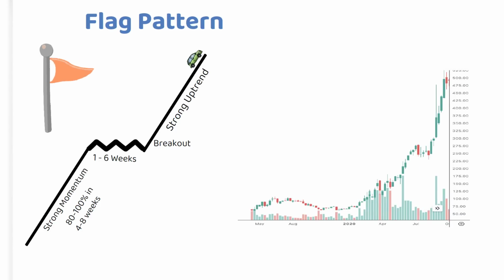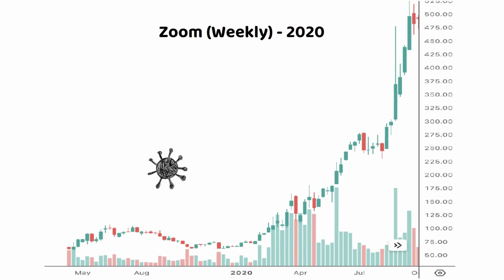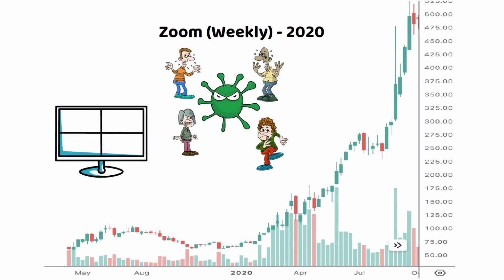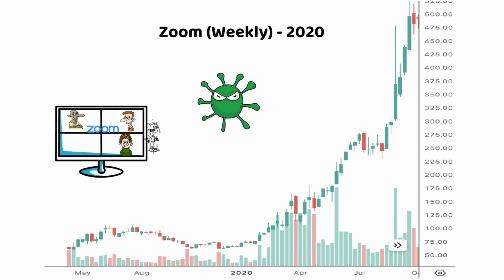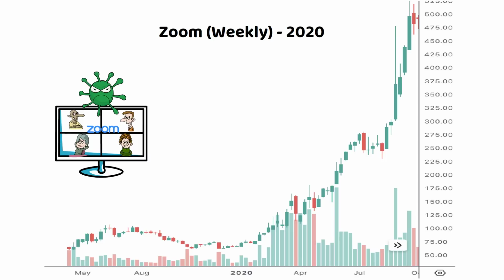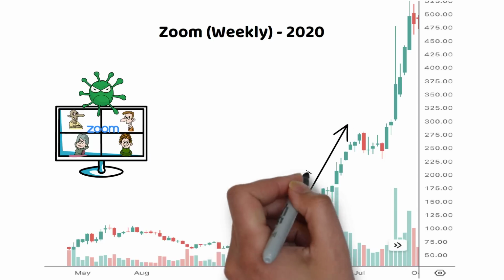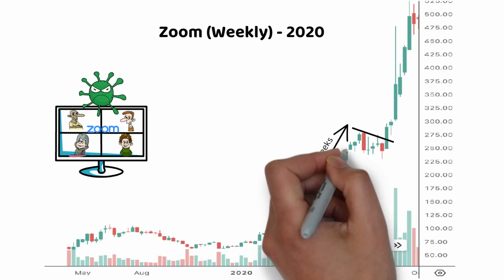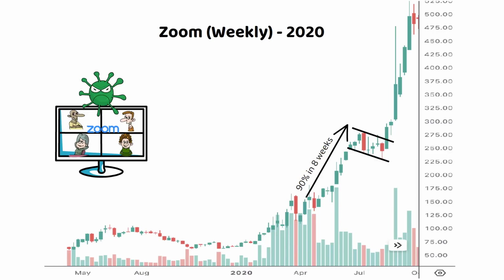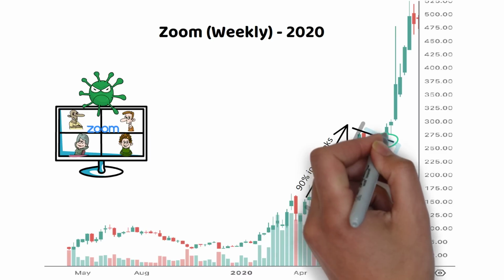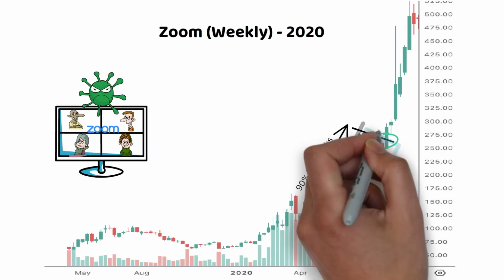For example, here is Zoom's chart from 2020. The company became a stock market darling for being the most widely used video conferencing platform during the pandemic. The stock went up almost 90% in 8 weeks and then stalled for 5 weeks within a narrow range. This resembled a flag with a pole. The price then broke out, piercing the upper trend line, and went on to deliver another strong rally.